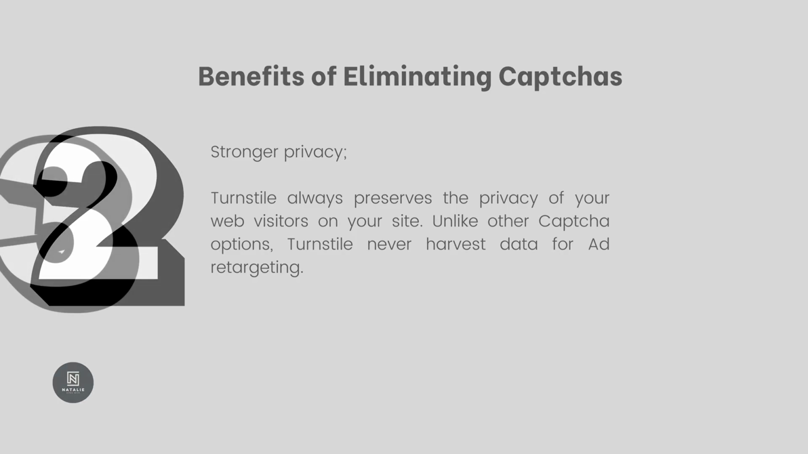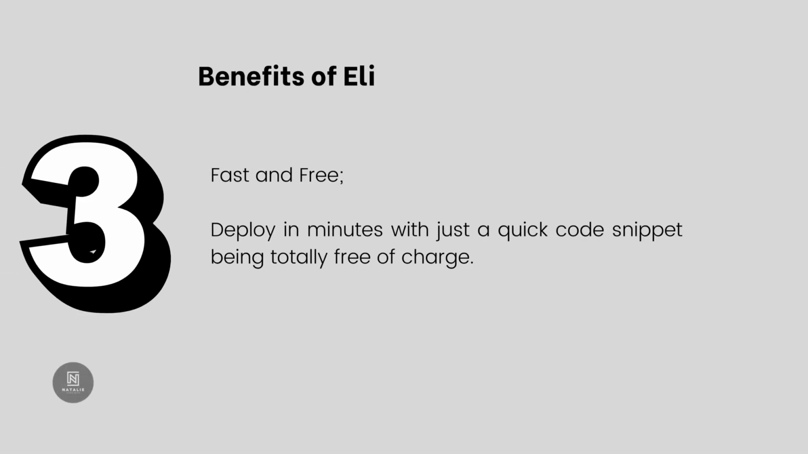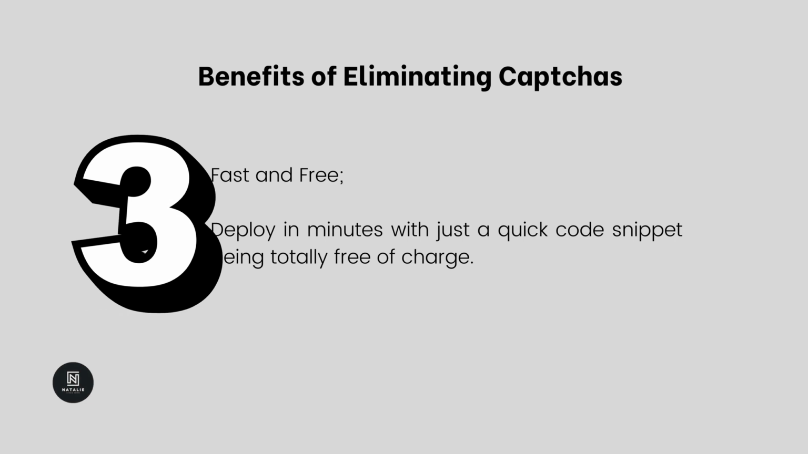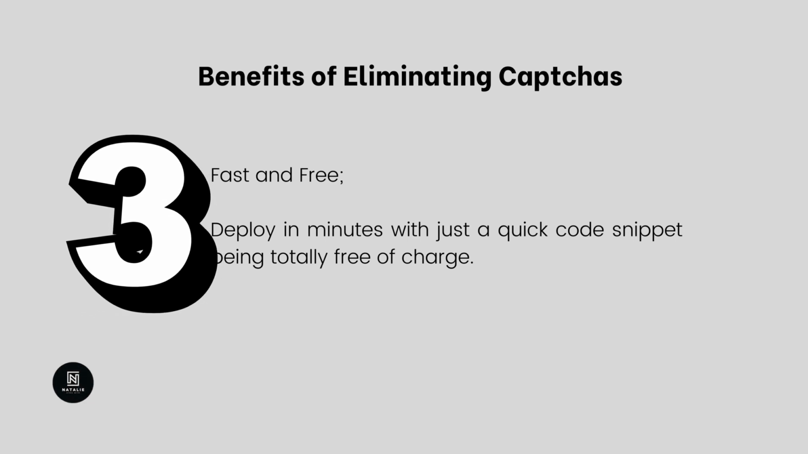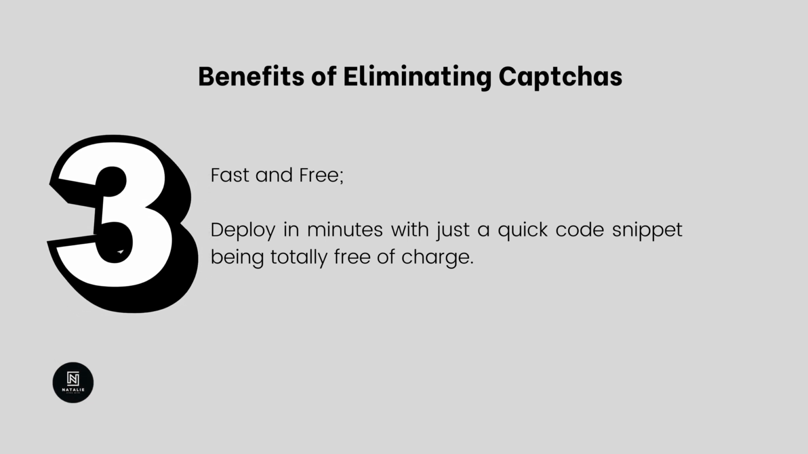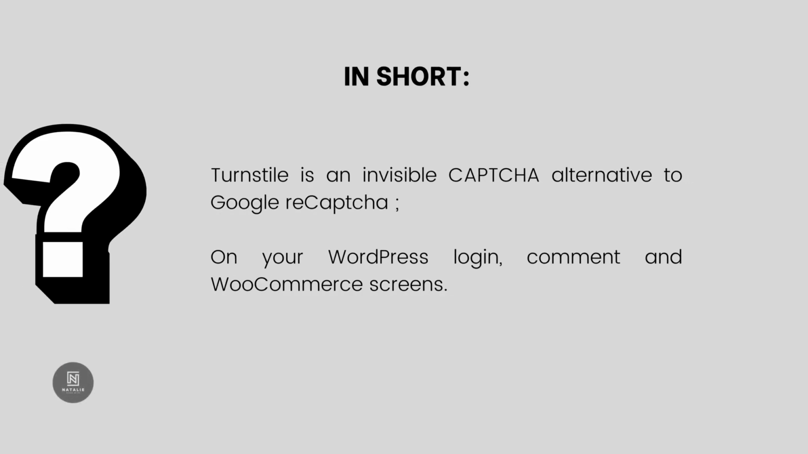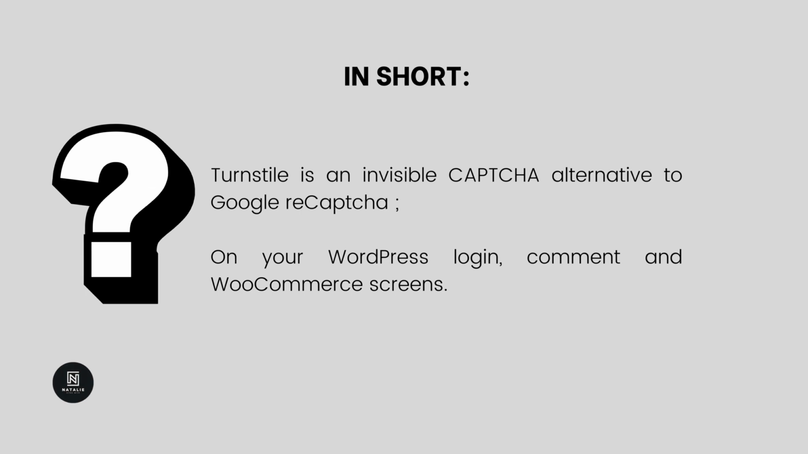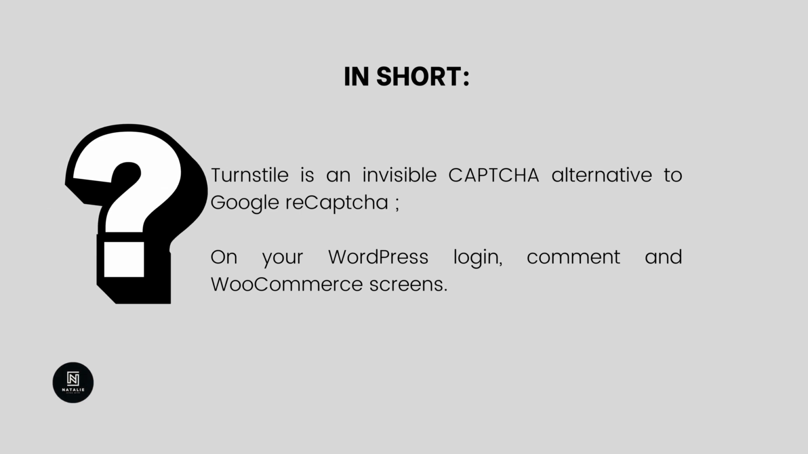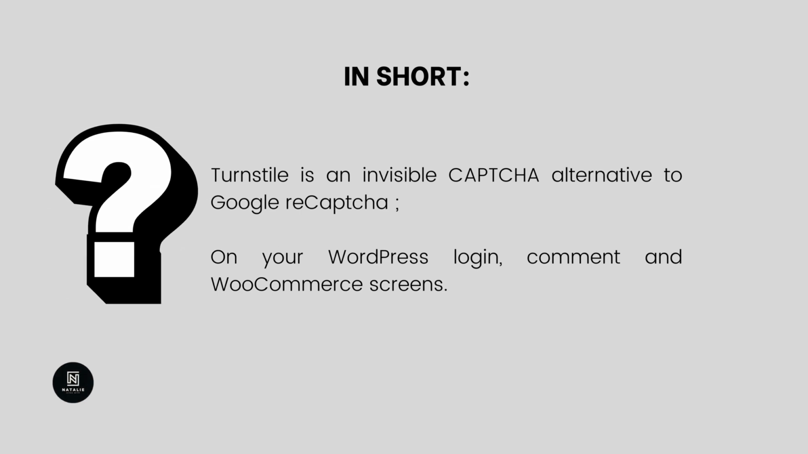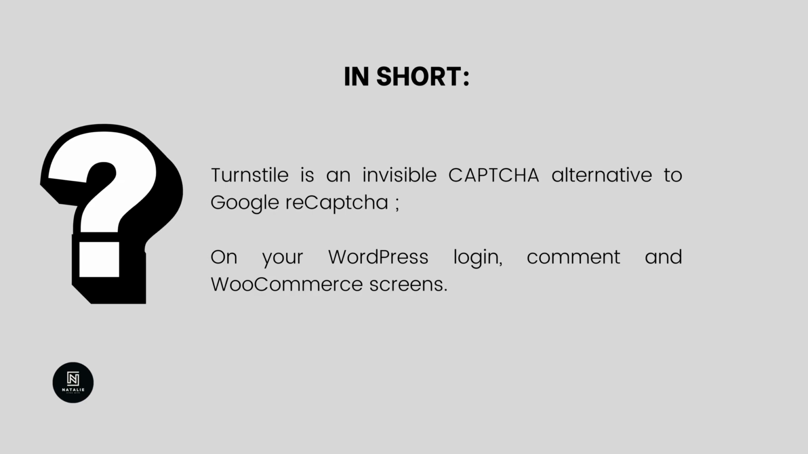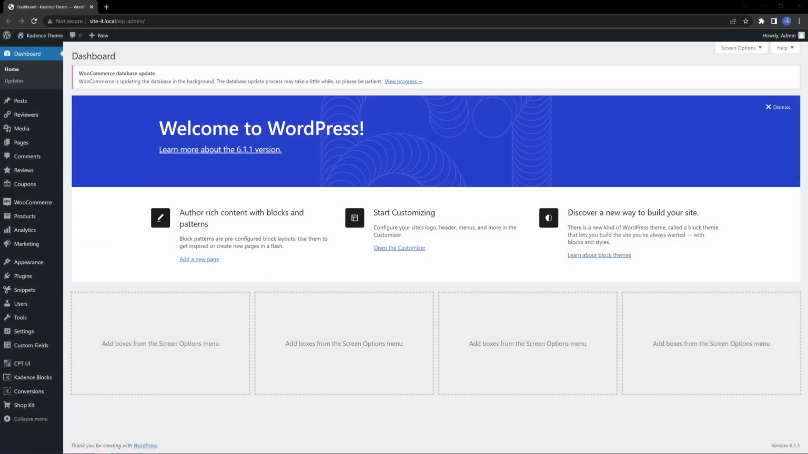And number three is fast and free. You can deploy in minutes with just a quick code snippet, being totally free of charge. So to conclude, Turnstile is an invisible CAPTCHA alternative to Google reCAPTCHA on your WordPress login pages, comments, and WooCommerce screens. Let's go ahead now and tell you how to start using Turnstile with the Cadence theme.